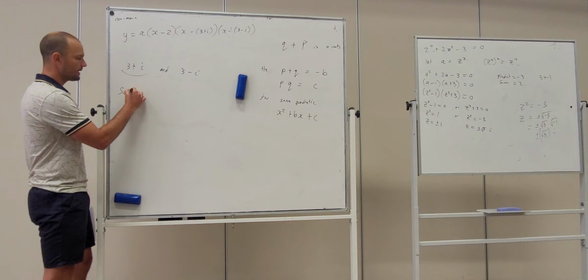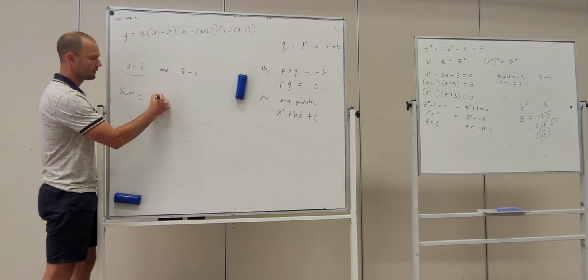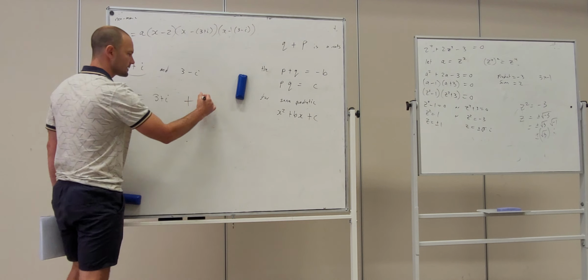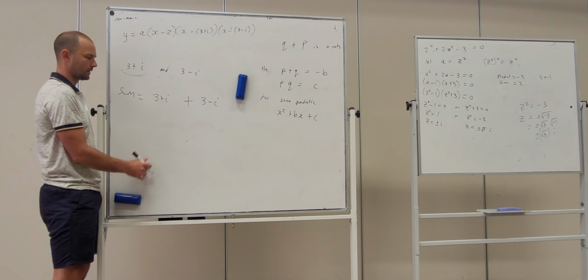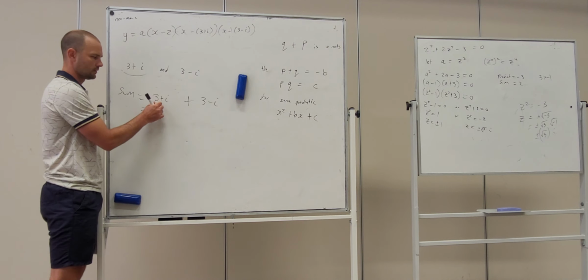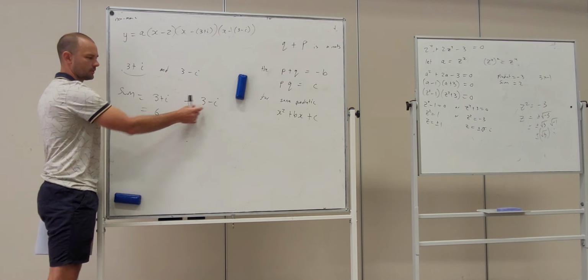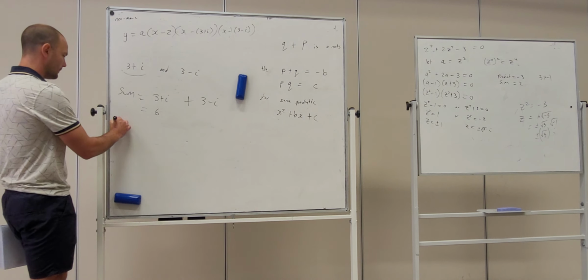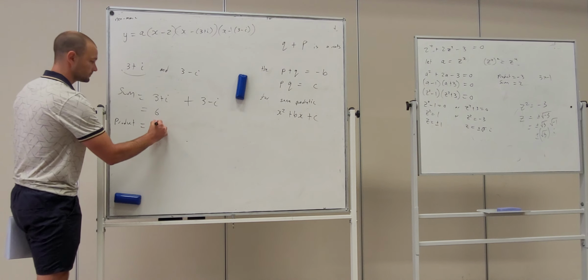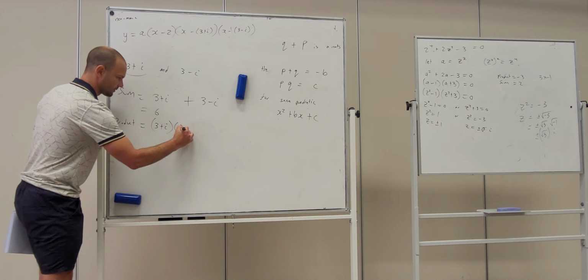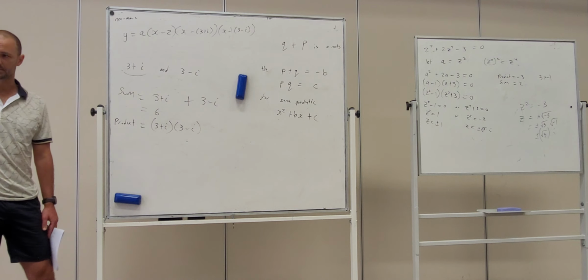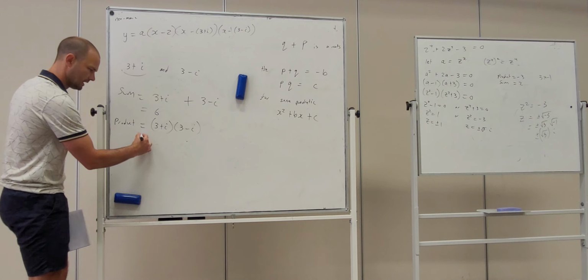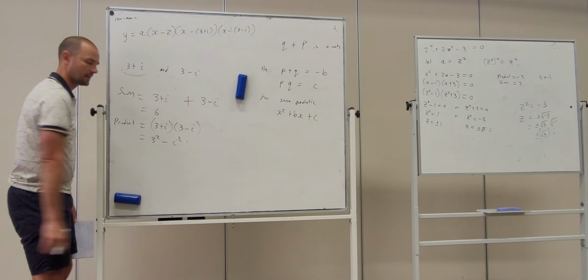So if I add these roots together, 3 plus i plus 3 take i, what are we going to have? 3 plus 3 will be 6, and i take i will cancel. We're just left with 6. And if I multiply the roots together, I have 3 plus i times 3 take i. Anytime you can see difference of two squares, apply it straight away. a plus b times a take b is a squared take b squared.